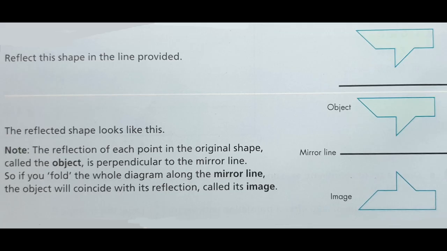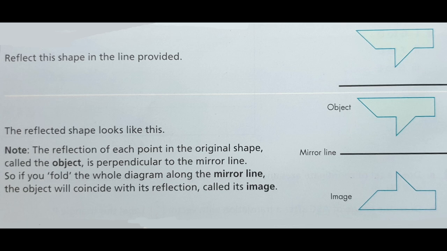The second one, reflection. A reflection transforms the shape so that it becomes a mirror image of itself. Now let us see this with an example. Reflect the shape in the line provided. The reflected shape will look like this.